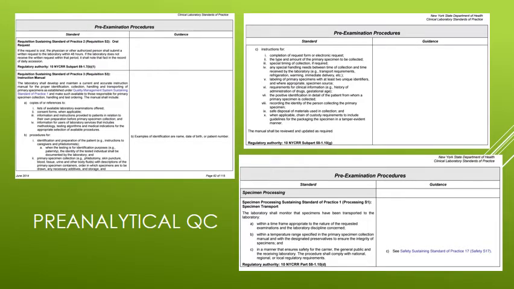Now, just so that you have an idea of what the standards look like, these are examples of some of the standards for the pre-examination procedures. These are just a couple of them that I found. And the way that we read these is you have the standard on the left-hand side, and then any guidance that the agency is giving you, and this is from CLSI, is on the right-hand side.